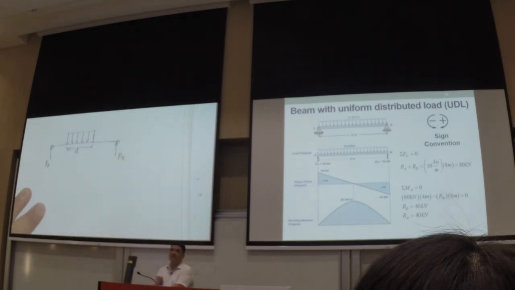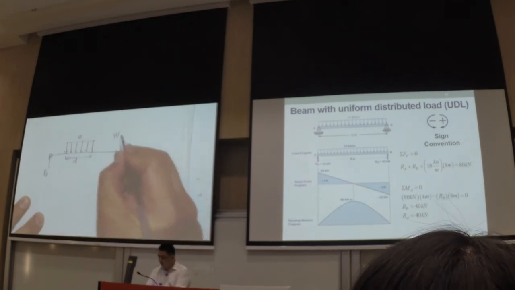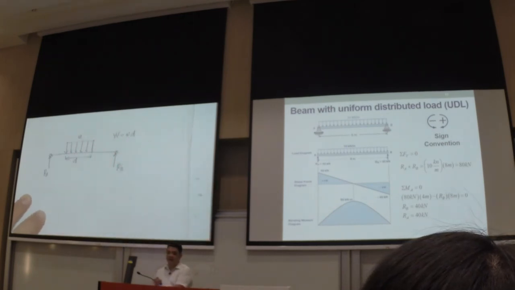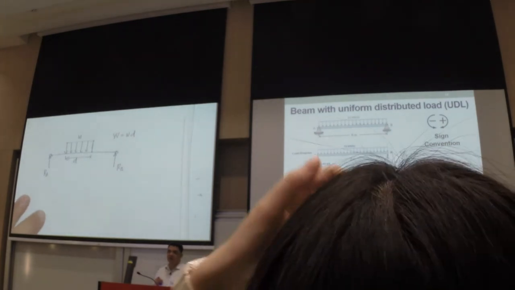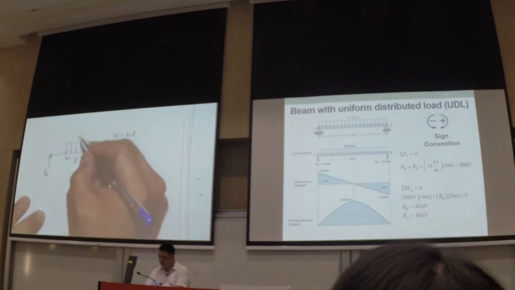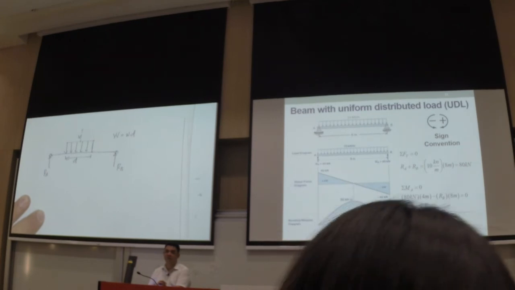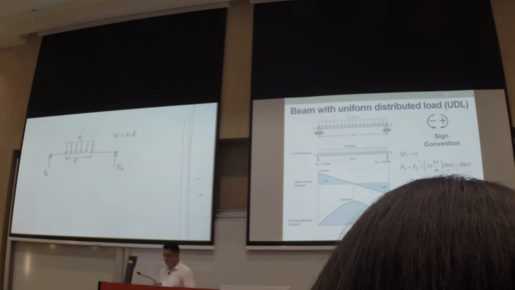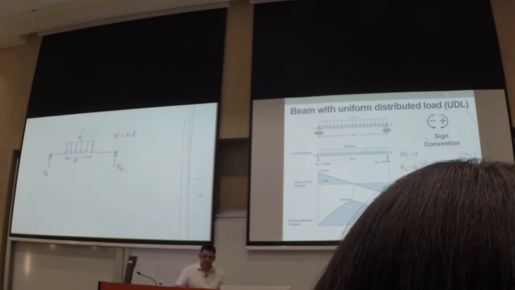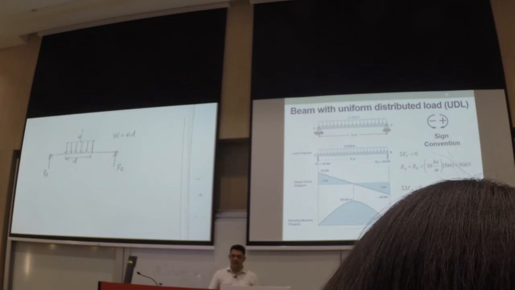So let's say that's a distance d, and that's w. Your equivalent load will be w multiplied by d. And this one will be acting at a distance from here that will be d over 2. Any questions so far before we move to the next one?